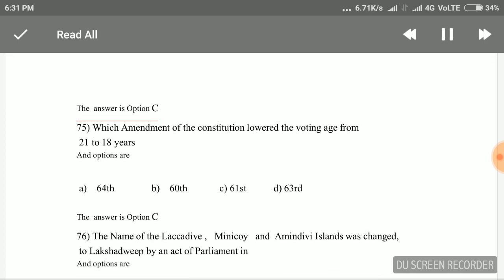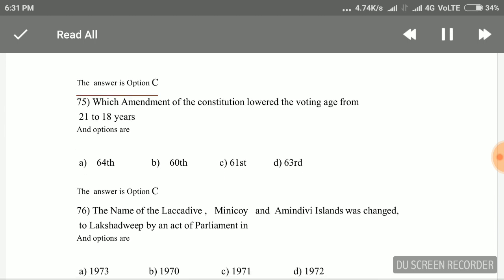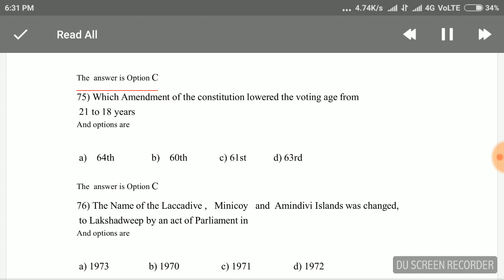75. Which amendment of the Constitution lowered the voting age from 21 to 18 years? And options are A. 64th, B. 60th, C. 61st, D. 63rd. The answer is option C.